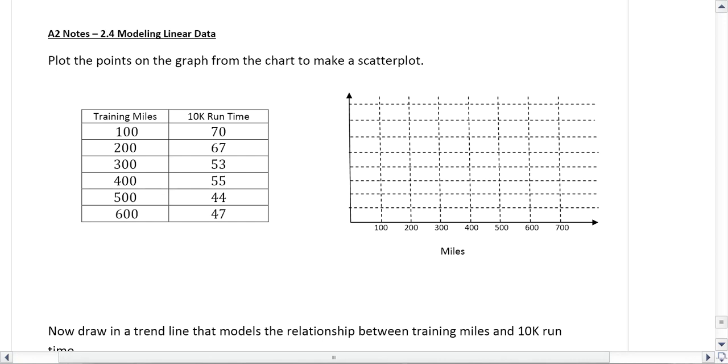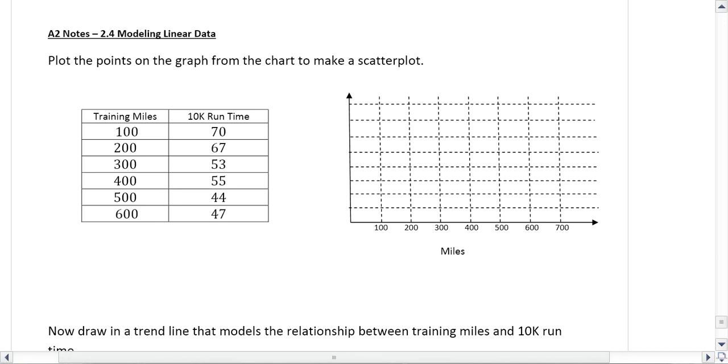This video is for Algebra 2, Chapter 2, Section 4, Modeling Linear Data. I did put the notes for this first part on a Word document, and if you didn't get one from me, please get a copy, because the first part of this is already printed out for you. All right, our notes start with learning about a scatter plot.